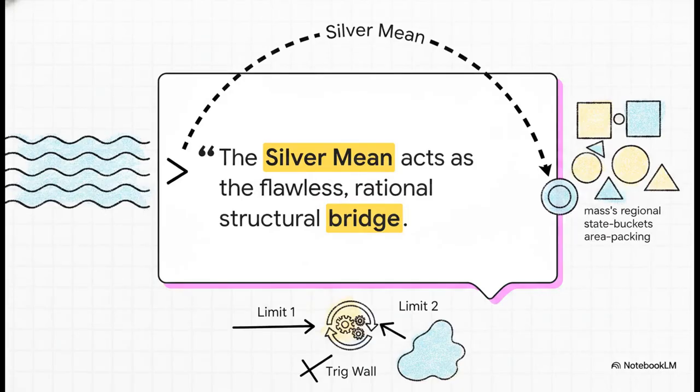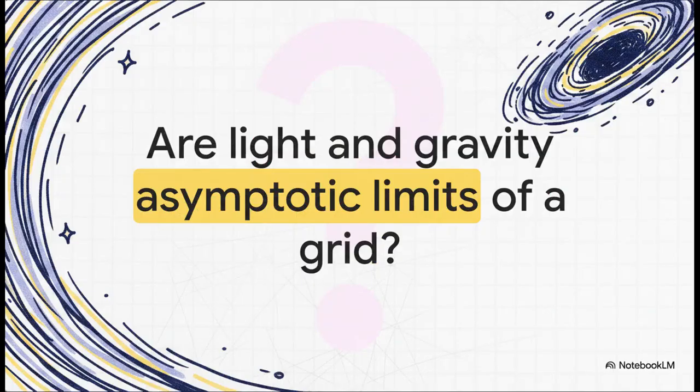So to put it simply, and to quote the core concept directly here, the silver mean acts as the flawless, rational structural bridge, coordinating the photon's linear wave and mass's regional state buckets. It operates like a completely stable state machine for the universe. It perfectly coordinates the non-decaying wave vector of limit 1 with that area-packing mass accumulation of limit 2. And it does all of this without ever suffering from that messy trig wall approximation drift we talked about at the very beginning.